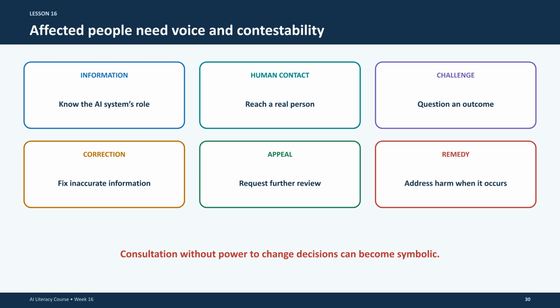For high-impact systems, ensure affected people have voice and recourse. True contestability includes access to human contact, the ability to challenge outcomes, and a clear path for correction. If your process offers no way to change a decision, it isn't truly oversight.